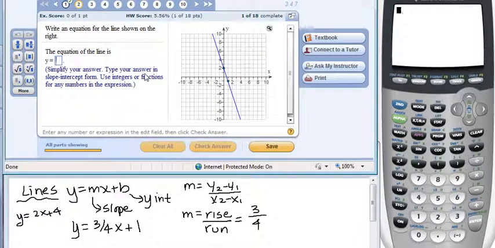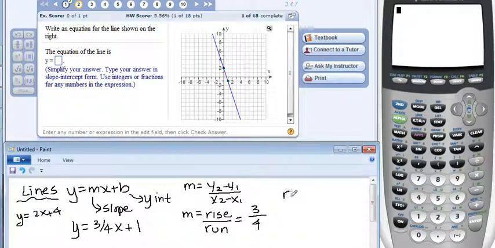So we're going to do the same thing here. This should be a negative, right? Let's just do the slope real quick. Okay, so we have rise over run.